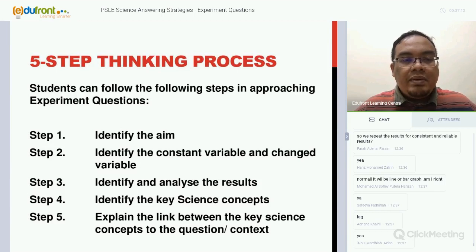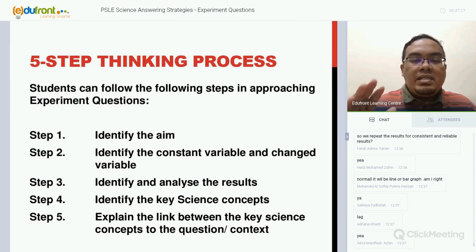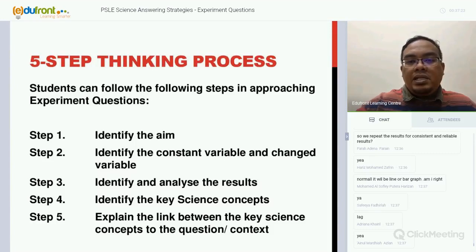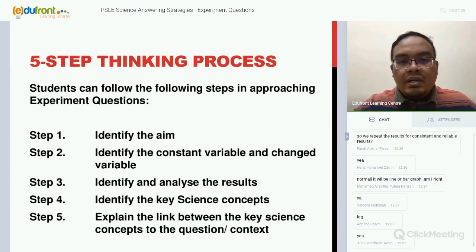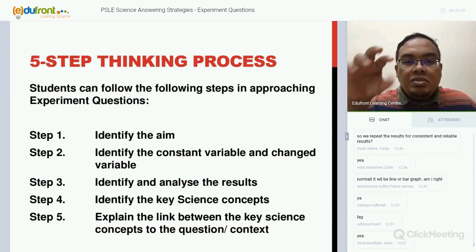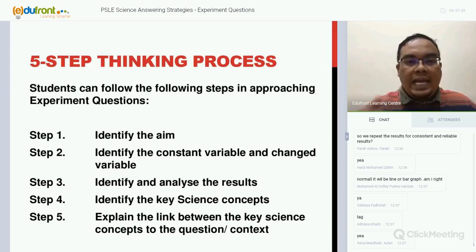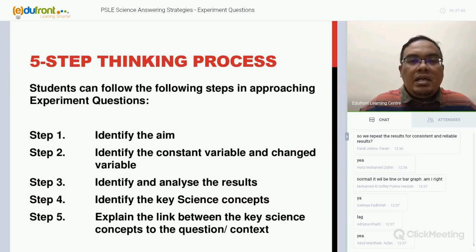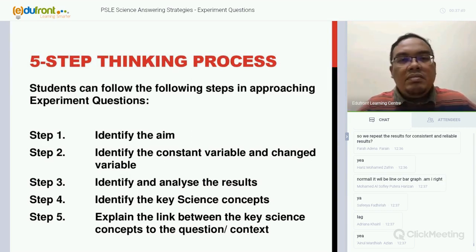Number 1, you see an experiment question, first, identify the aim. Very important. Where is the aim? You look at the questions. Really identify, because sometimes students tell me they don't read the question. If the question is one whole page, you do not know where to start, from the top or from the middle. Some students miss out important information. You just zoom into the pictures. So here I'm teaching you the thinking process. Step number 1, identify the aim. Where is the aim of the experiment? Sometimes it's very clear, you underline the aim and highlight the keywords. Sometimes it's not given in the experiment, so you need to identify the aim.